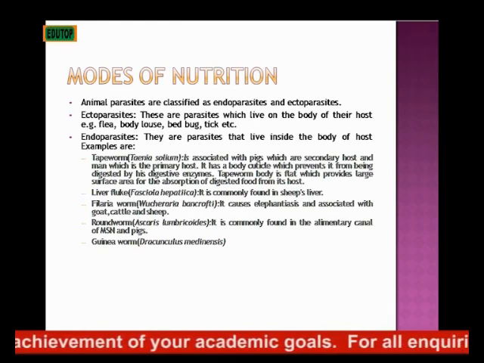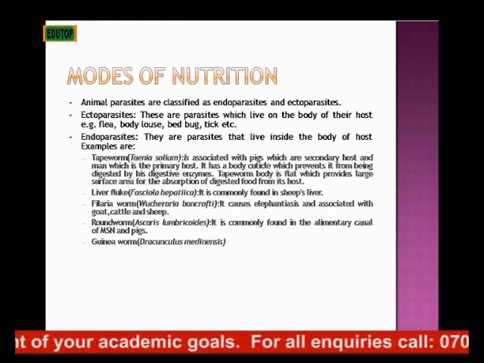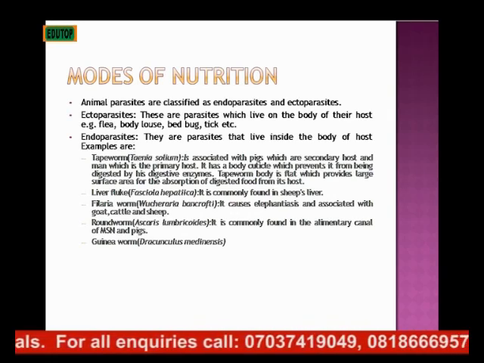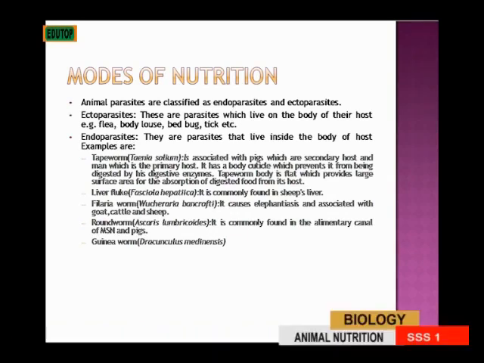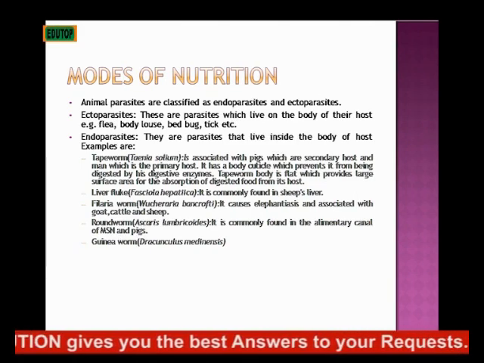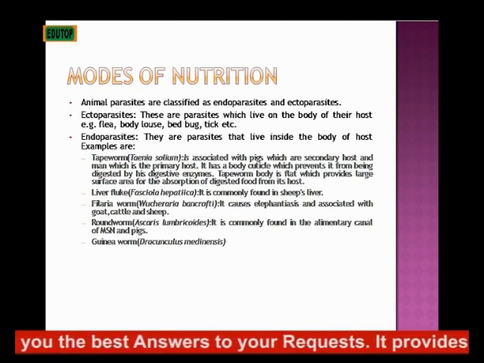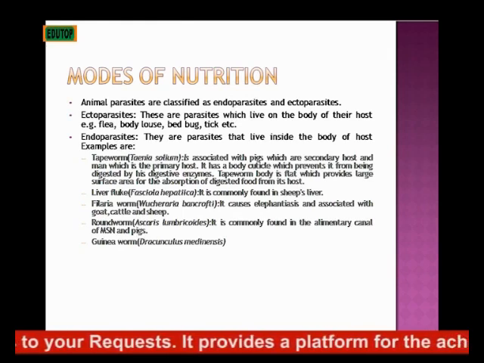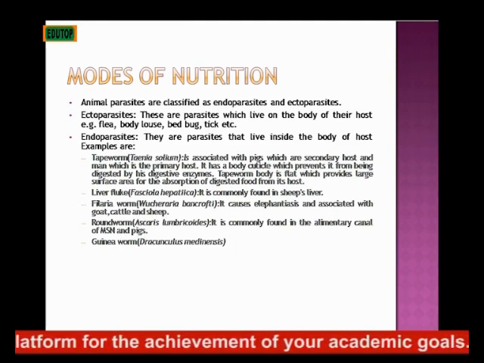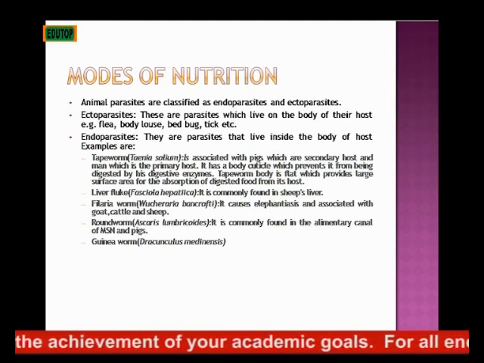And examples, we have tapeworm, like I mentioned earlier. It is associated with pigs. Tapeworm is associated with pigs, which is the secondary host. And you also find it in man. Man is the primary host. Man gets it from pig. When you eat pork, that is meat from pig, that is not well cooked, you can get taenia, that's tapeworm, into your system by eating such meat. So that's why you have to be careful to make sure what you eat is well cooked.